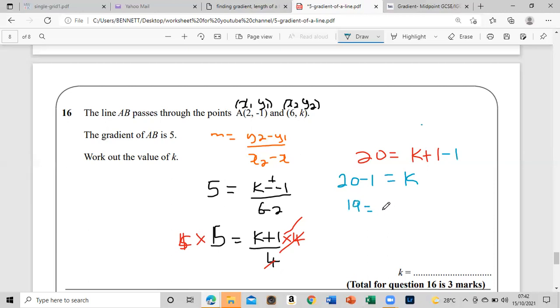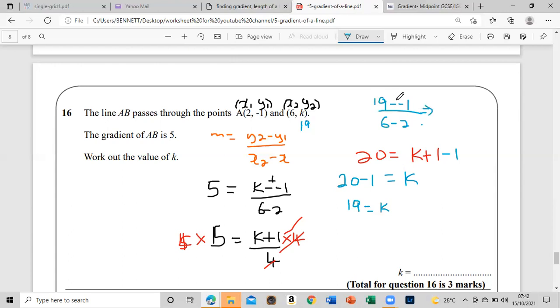I'm going to check this answer just to ensure that it is correct, as a human I can make an error, right? So let us put 19 right here and see if we get the gradient to be 5. So it is 19 plus 1 over 6 minus 2. This must give you 5, guys. If you don't get 5, we know we made an error.